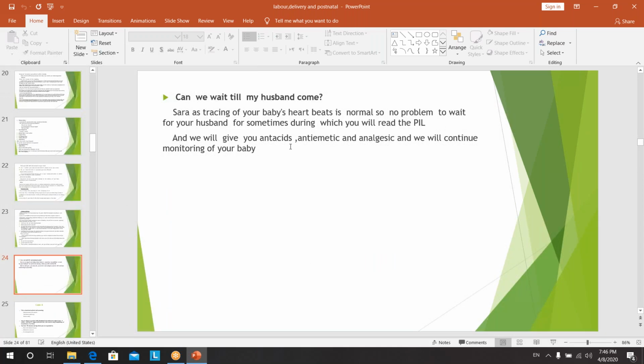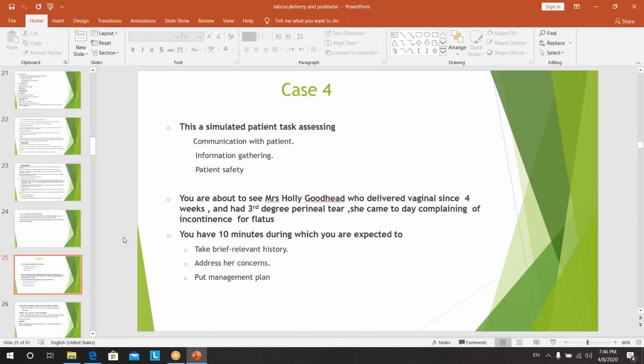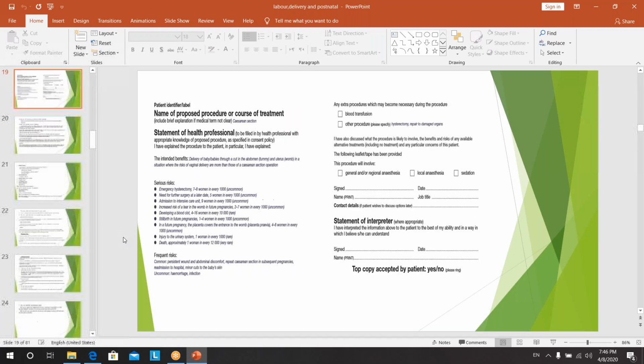The patient may ask you, as I asked my colleague Saima, I wanted to wait for my husband. According to your notes, the CTG is normal, the tracing of your heartbeats is normal, so no problem to wait for your husband for some time, during which you will read this patient information leaflet, and I will give you antacid and antiemetic analgesic, and we will continue monitoring of your baby. Is it clear?